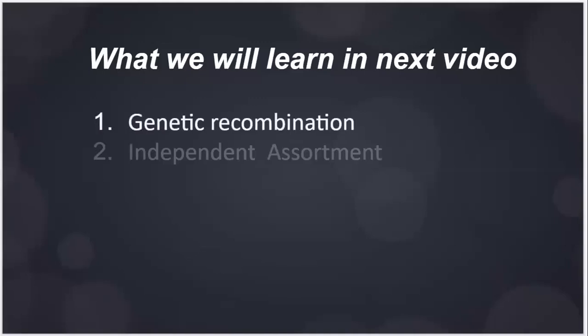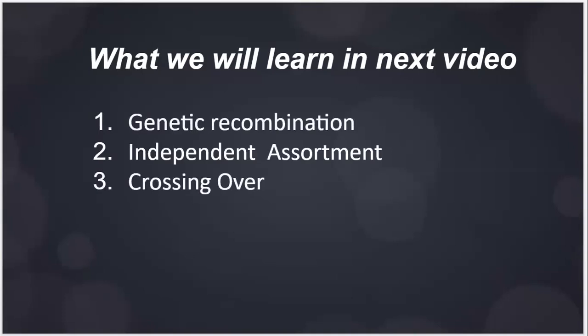In the next video, we will see genetic recombination, independent assortment, and crossing over. These are basic concepts which you have studied in earlier standards also. Still we will go through them, because the linkage concept is going to come further, and for that we need to revise genetic recombination, independent assortment, and what crossing over is.